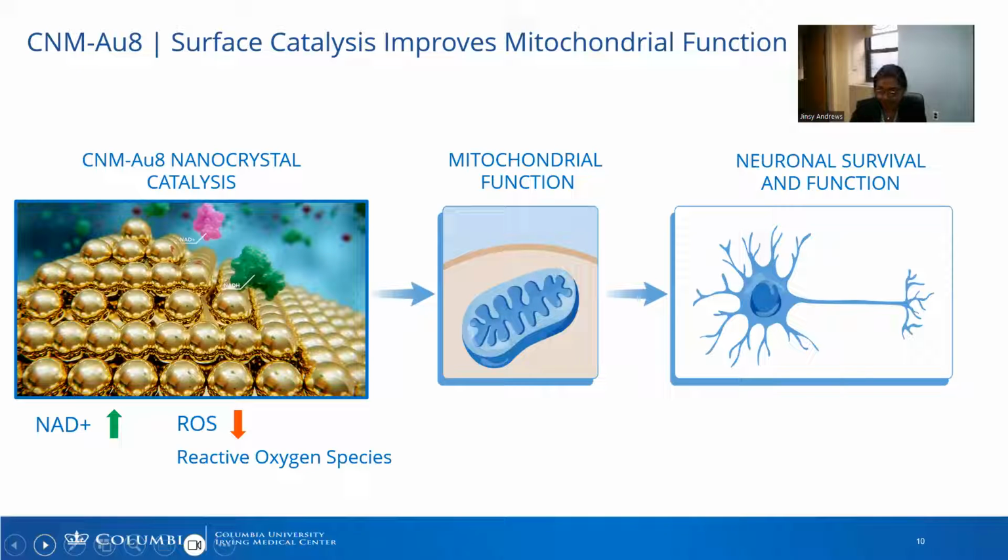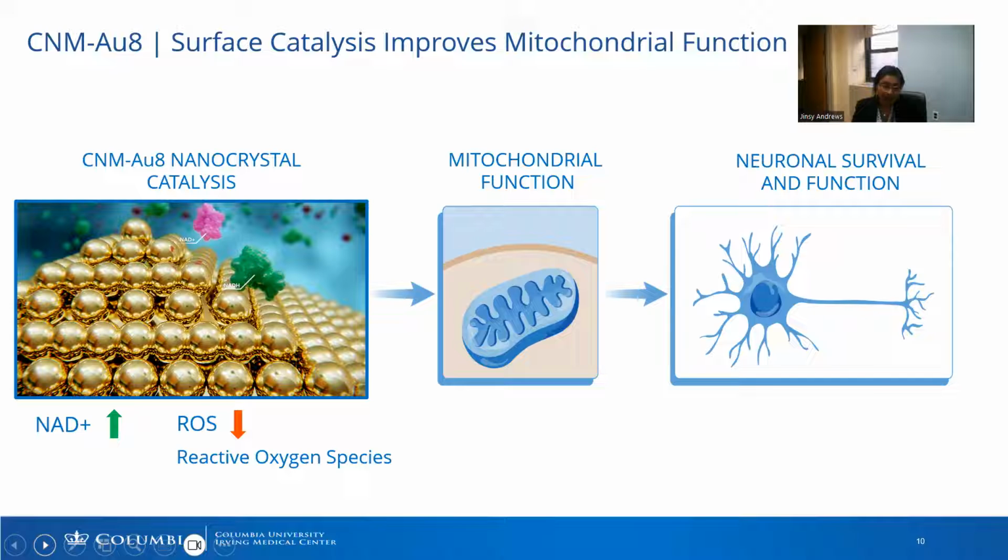CNM-AU8 is a compound that essentially is a crystalline structure. It's not like a small molecule. It's not a monoclonal antibody, but it's a crystalline form of gold that allows NADH to convert to NAD without the requirement of all that cellular machinery.